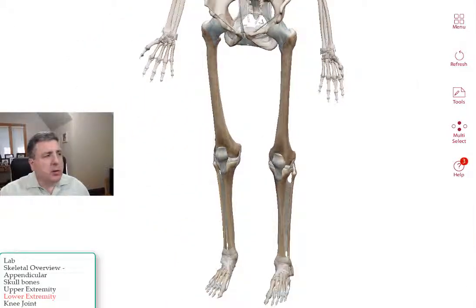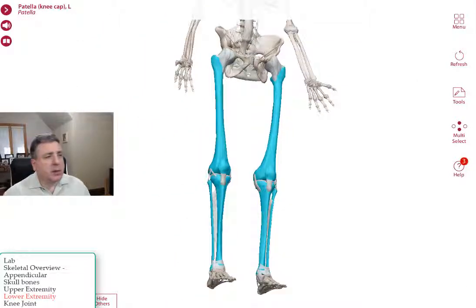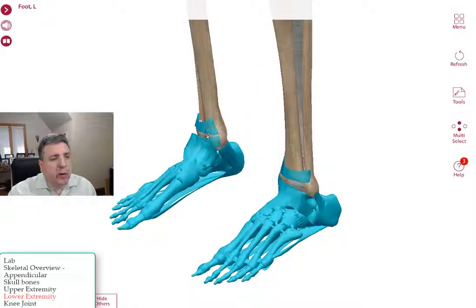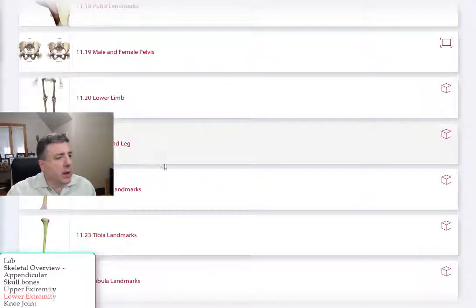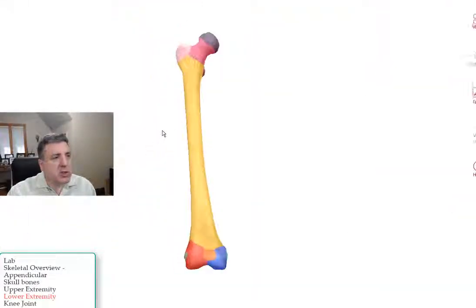The lower limb is going to be dealing with the thigh and leg. The thigh is going to be this upper portion, then the leg, and then we have the ankle and foot down at the very bottom. We're going to go through the various structures associated with that. So let's look at the femur specifically.